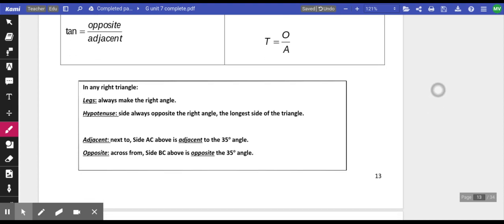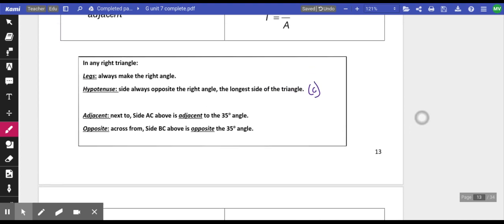So in any right triangle, the legs make up the right angle, and the hypotenuse is across from the right angle. That's the longest side. That's when we were doing the Pythagorean theorem, we were calling it C. Adjacent means the side next to the angle. And opposite is the side across.